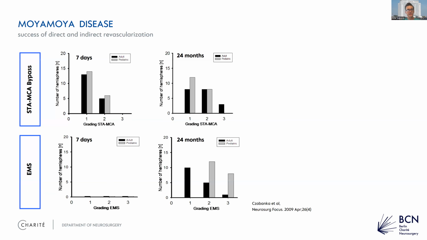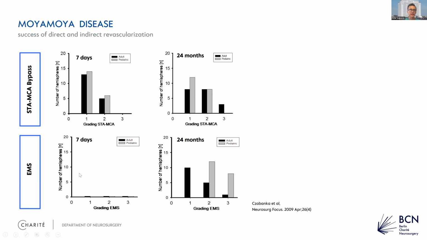post-bypass hemodynamic assessments. Here we are comparing adult in dark versus pediatric in gray, the STA bypasses and the indirect techniques. And it just reflects the advantages of the direct revascularization. Immediately after 7 days, you have a very good protection, and all of the direct bypasses worked. They might not be perfect, it's just a grade 1. A few vessels are filling, but already after 7 days, you have blood vessels that are filling more than 1/3 of the MCA.